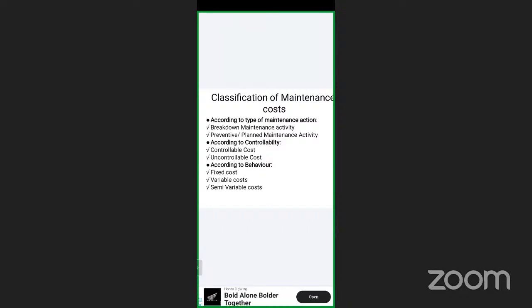Suppose for one repair they are charging 1,000 rupees. If I'm sending two computers for repair, they are charging 2,000. For three, they are charging 3,000. So if you draw a graph, it would be a line passing through the origin. So it is a variable cost. As and when the repairs are happening, so much cost I am incurring. So costs are behaving in a different way here.